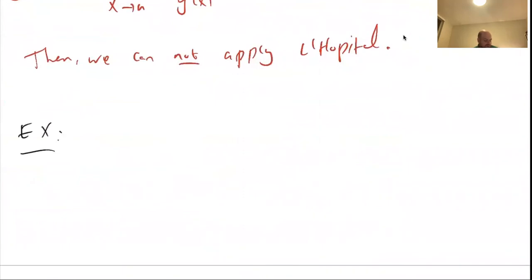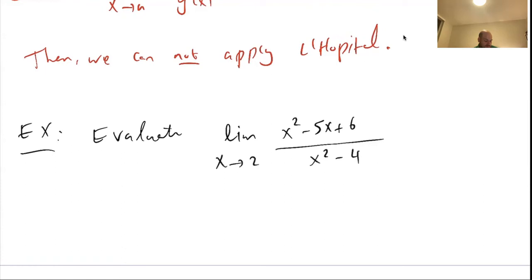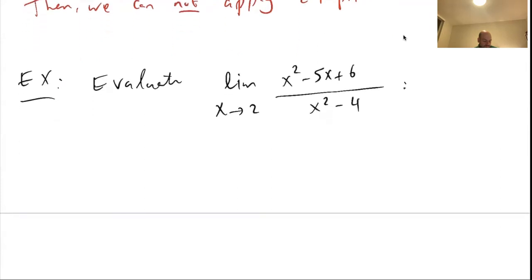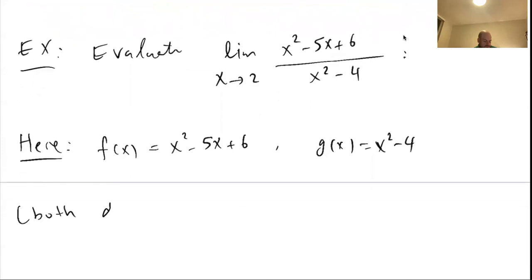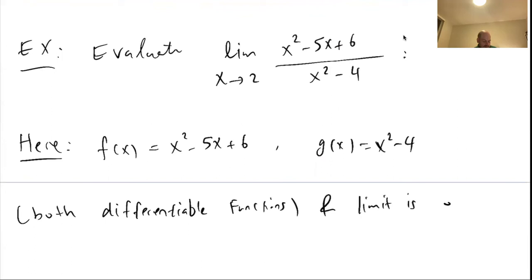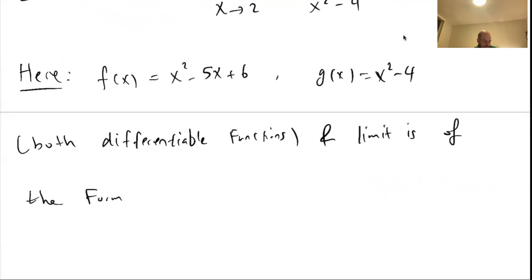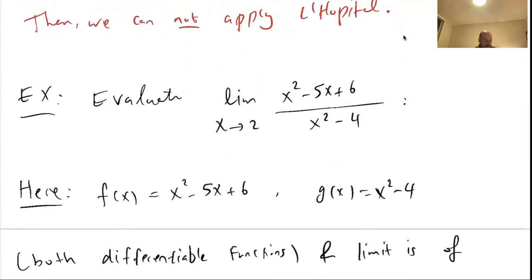Let's start with a very simple one. Evaluate the limit of x squared minus 5x plus 6 divided by x squared minus 4, as x approaches 2. So what are the functions here? Here f of x is equal to x squared minus 5x plus 6, and g of x equals x squared minus 4, which are both differentiable functions. And the limit is of the form 0 over 0, right? If you replace x with 2, you'll see that top becomes 0, bottom becomes 0. So the limit will be 0 over 0.